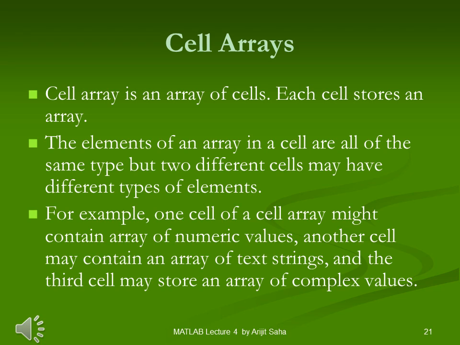What is a cell array? A cell array is an array of cells. Each cell stores an array. The elements of an array in a cell are all of the same type, but two different cells may have different types of elements. For example, one cell of a cell array might contain an array of numeric values. Another cell may contain an array of text strings. And a third cell may store an array of complex values. So we can see that there is no limitation on what the cells can store.